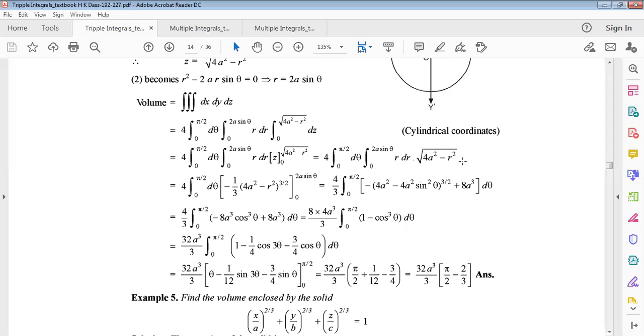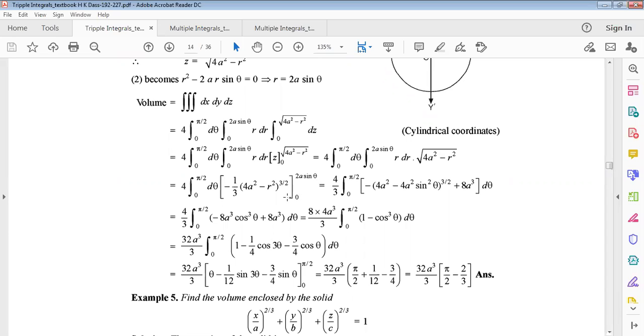Integration, what will be this to the power half? So this to the power half, using the x to the power n formula, we have to integrate with respect to r: (4 square minus r square) to the power half plus 1, divided by half plus 1. Then putting the upper limit and lower limit.